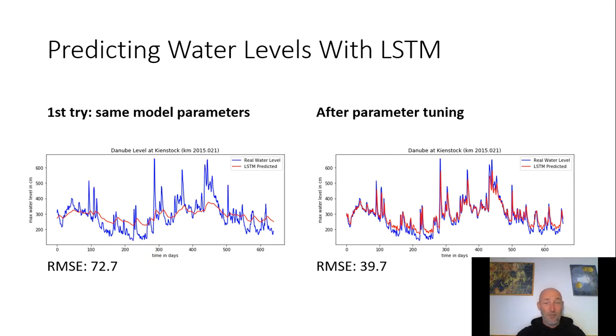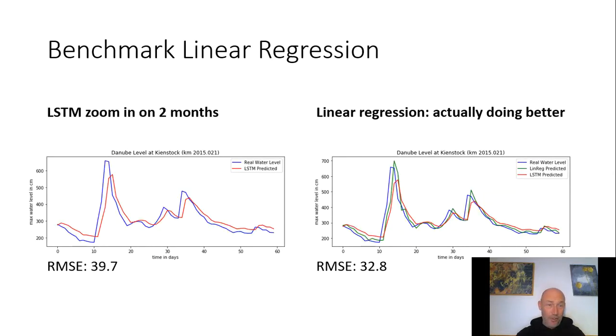I spent about half a day on tuning the parameters. And then I arrived at a configuration which looks reasonable on the test data set. And the root mean square error went down to about 40. So I thought, oh, pretty good. But then if you zoom in and look at the details, you see that the prediction actually lags behind a bit of the real development of the water level.